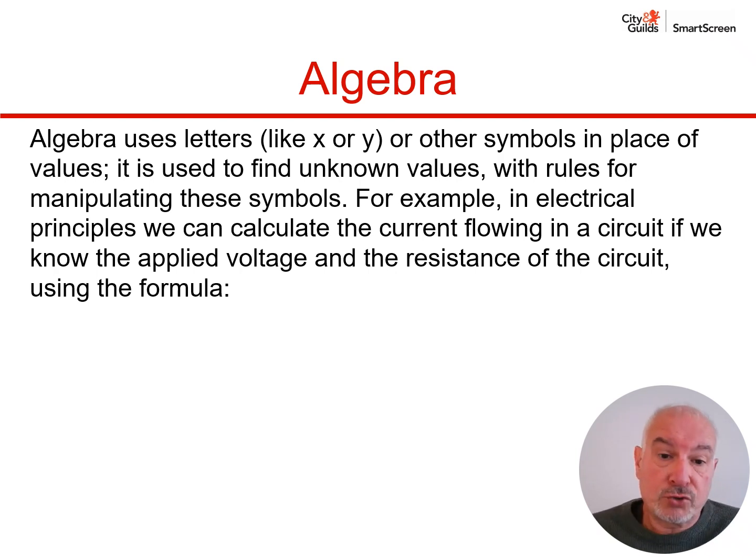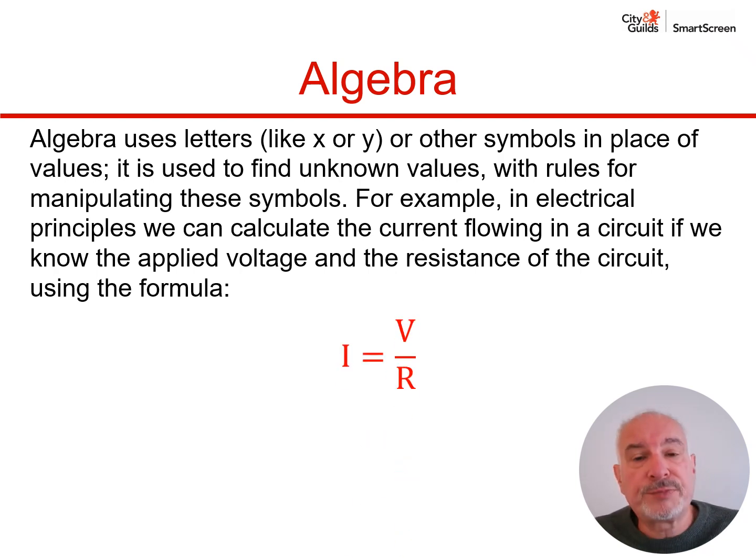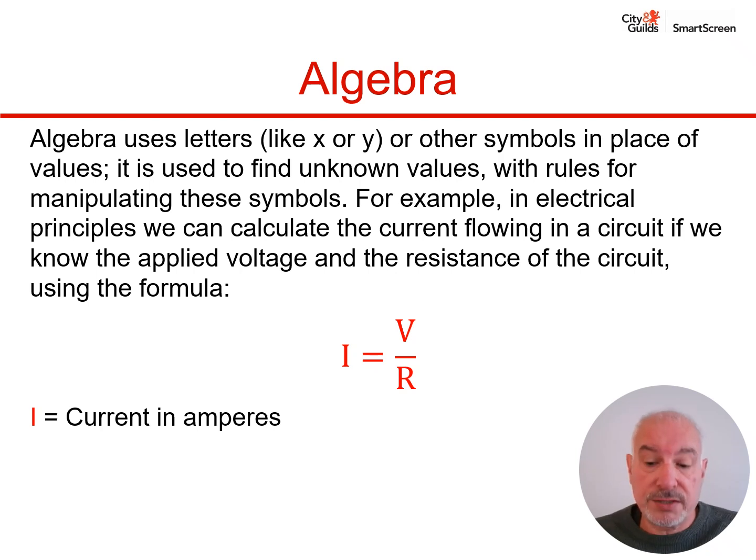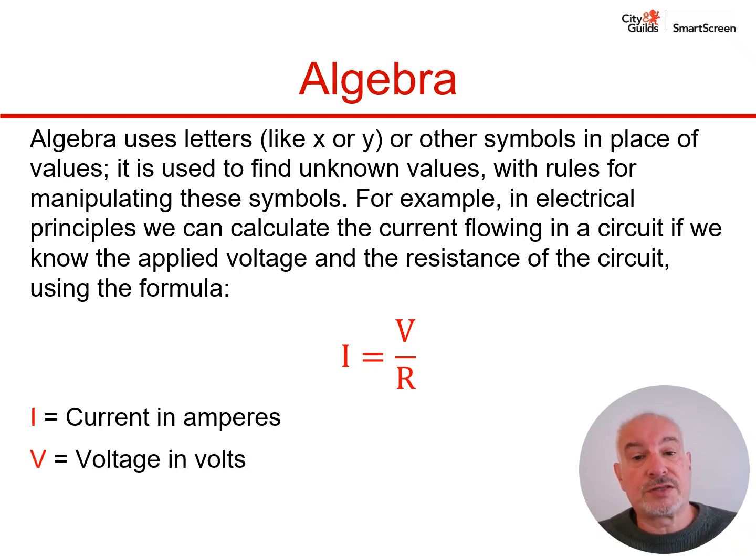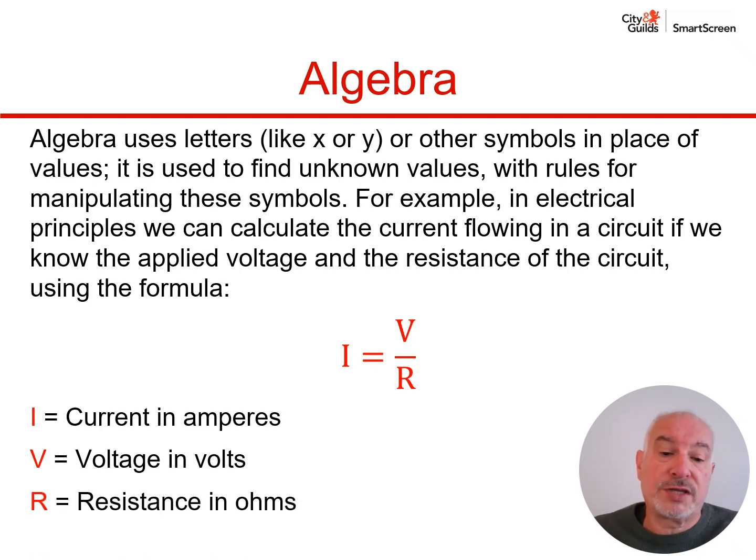So for example, in electrical principles we can calculate the current flowing in a circuit if we know the applied voltage and the resistance of the circuit. So there's three things. We can calculate the current if we know the voltage and the resistance, and we use this formula, I equals V over R. I represents the current, which is measured in amperes. V represents the voltage, which is measured in volts. And R represents the resistance, which is measured in ohms.